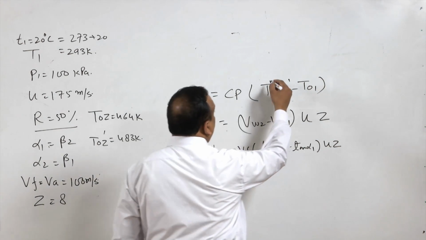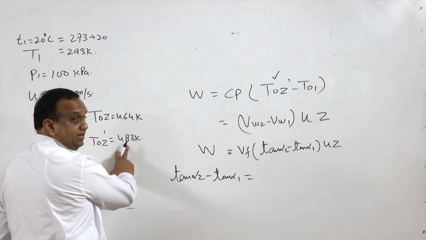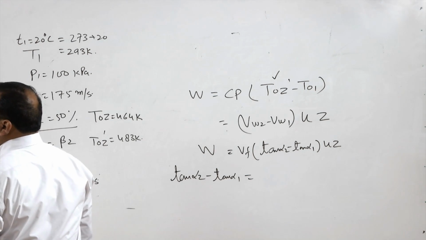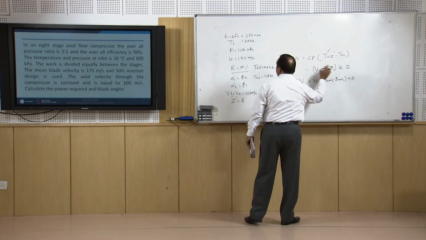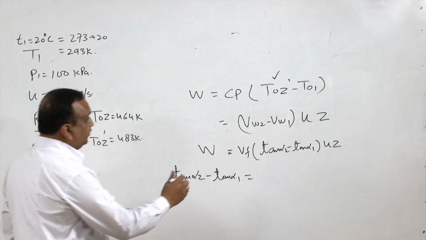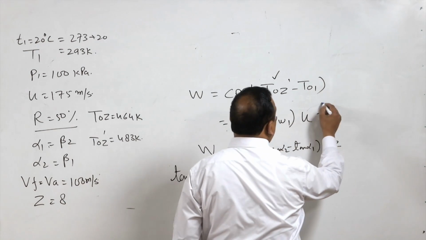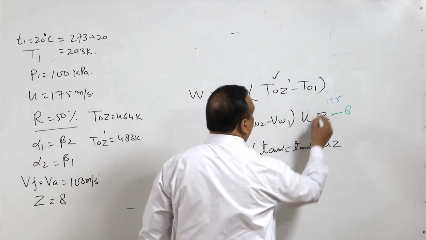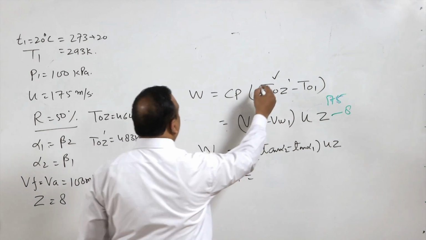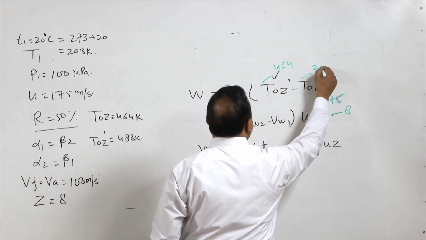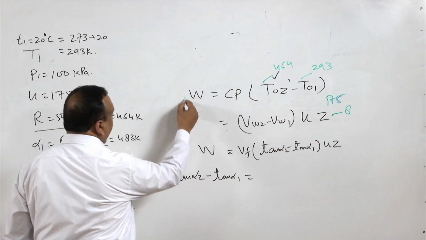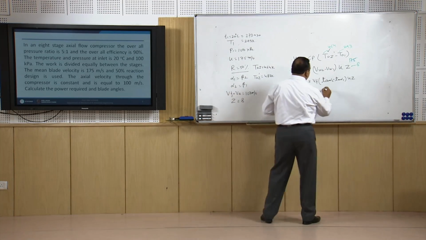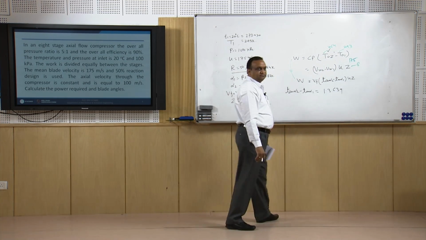Now here we have the value of TOZ dash as 483 Kelvin, TO1 as 293 Kelvin, and U is also given as 175 meters per second. So this one is 8, this is 175, and this one is 483 minus 293, and both are equal. From here we will get the value of tan alpha 2 minus tan alpha 1, which is 1.3639. That is equation 1.